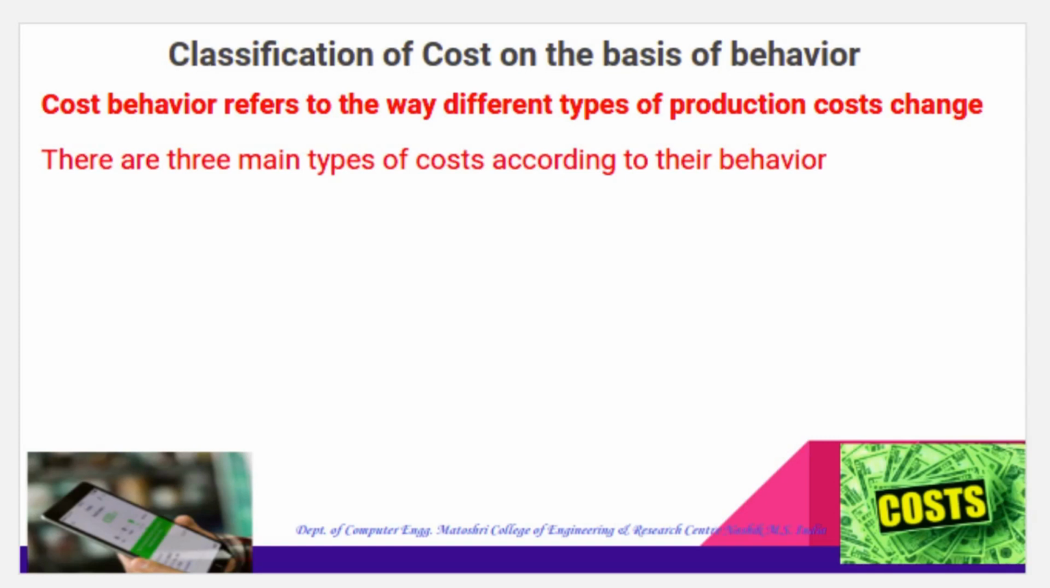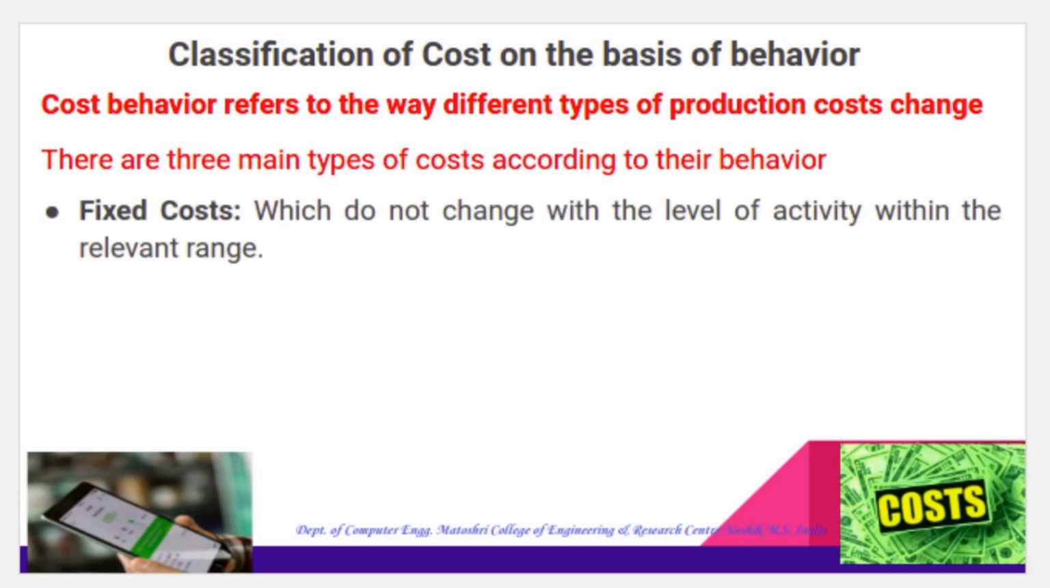There are three main types of cost according to their behavior. First one is fixed cost. Fixed costs are those which do not change with the level of activity within the relevant range. This cost will be incurred even if no units are produced.